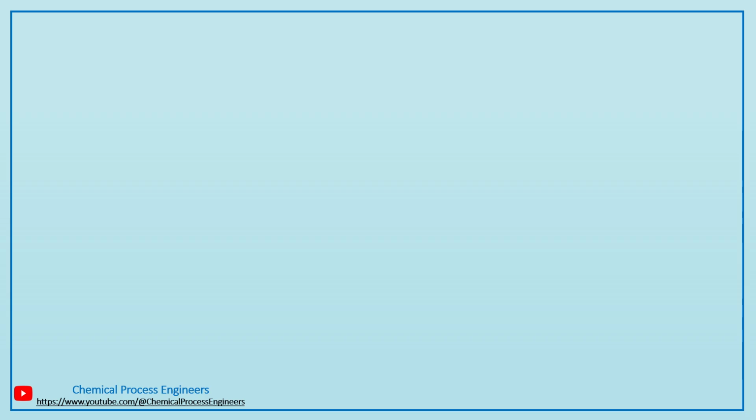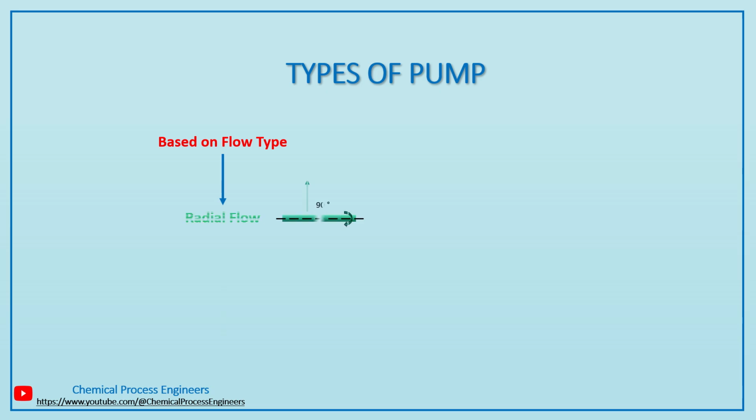Pumps are also classified based on the type of flow. First one is radial flow pumps, second is axial flow pumps and third one is mixed flow pumps. Radial flow pumps move fluid 90 degrees to the shaft. In radial flow pumps, fluid enters at the pump's eye at the center and exits radially outwards perpendicular to the pump shaft.